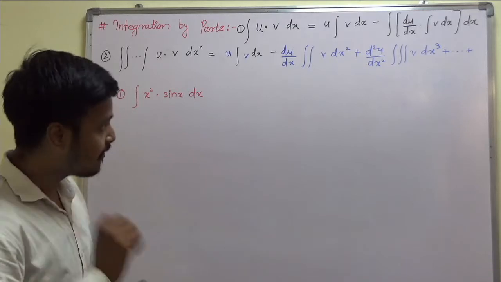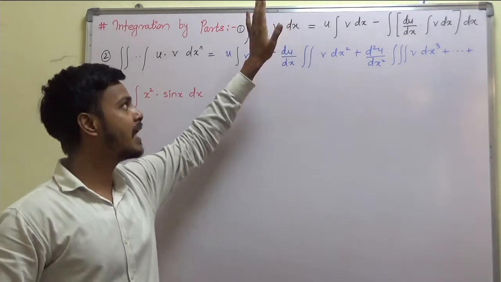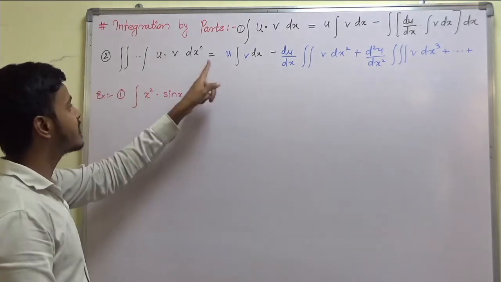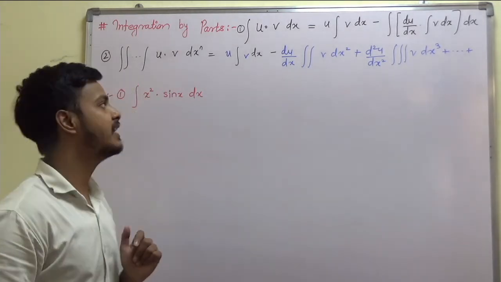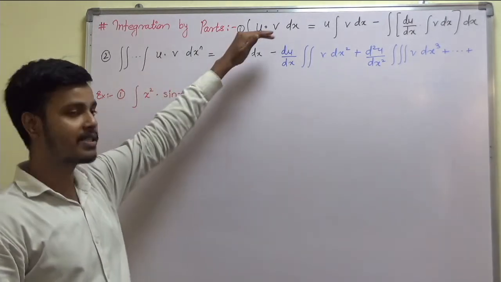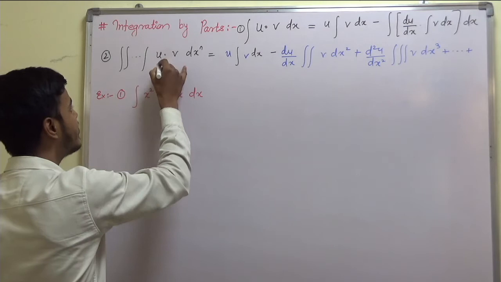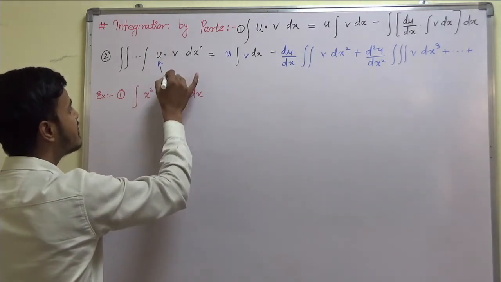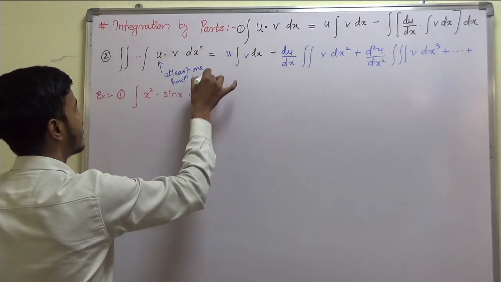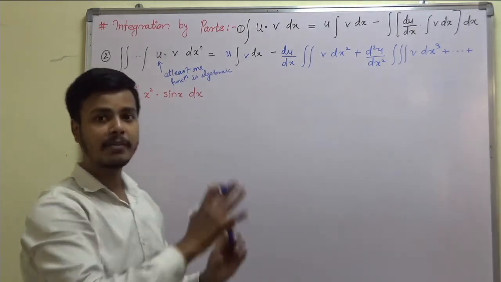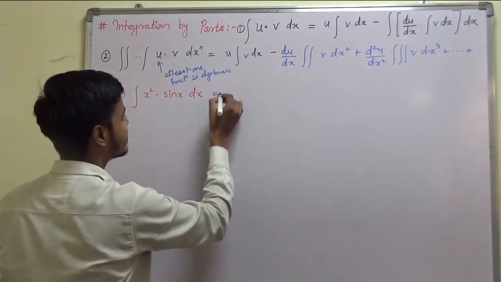Suppose this is the problem we have. If you go with the first result of integration by parts, you need to apply integration by parts twice. But if you go with this formula, you can write down the integration of this in just a single line. So that is the advantage we have of this formula over the first formula, okay? But this part is very important: this formula is applicable only when at least one function is algebraic. So this formula is applicable when you have an algebraic function and any function. So here we have x square into sin x. Let us try to write its integration in just a single line.